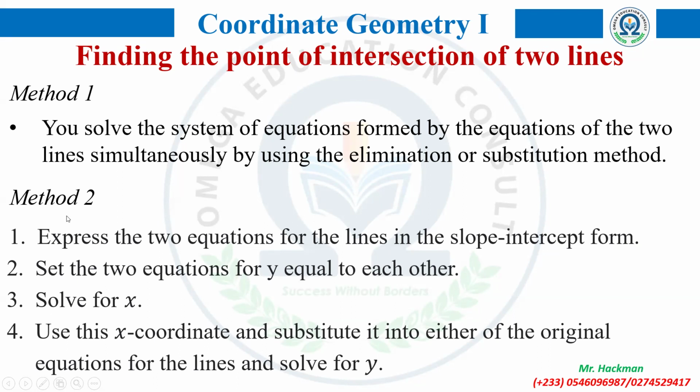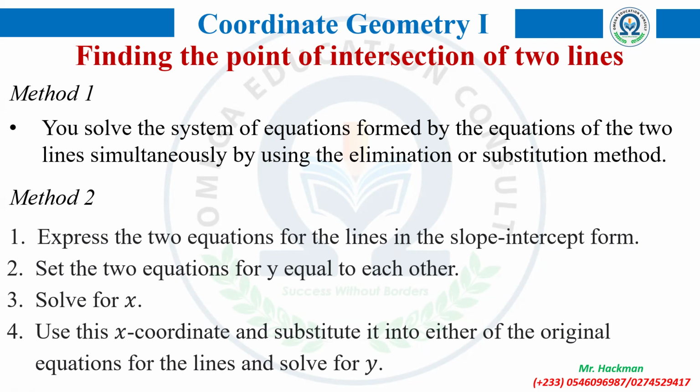Now, method two. Step one, express the two equations of the lines in the slope intercept form. So in each equation, make y the subject. Write it in the slope intercept form, the gradient intercept form, which we know. Then set the two equations for y equal to each other. Your first equation will be y is equal to, the second equation will also be y is equal to. So if y is equal to a and y is equal to b, then it means a is equal to b. That's all that you need to do.